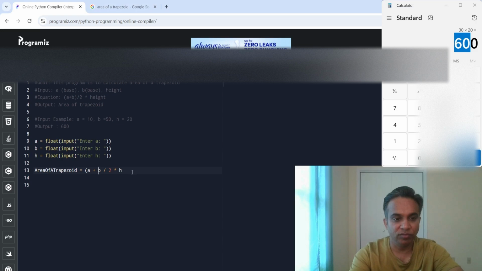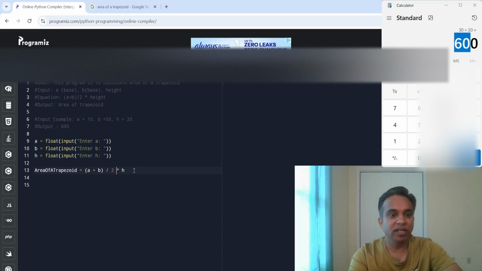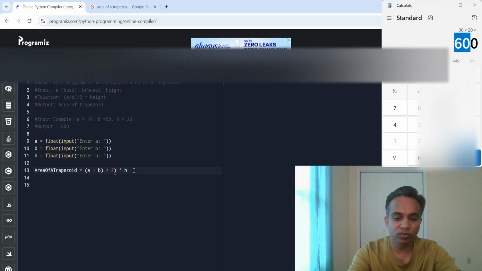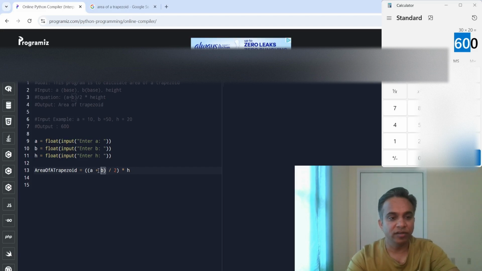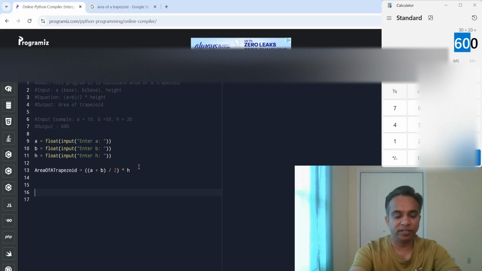So we want to do a plus b first, so that is why parentheses. Then because the multiplication will take precedence, we want to use parentheses again, so that Python will do first a plus b, then divide by 2, and then it will do multiplication.